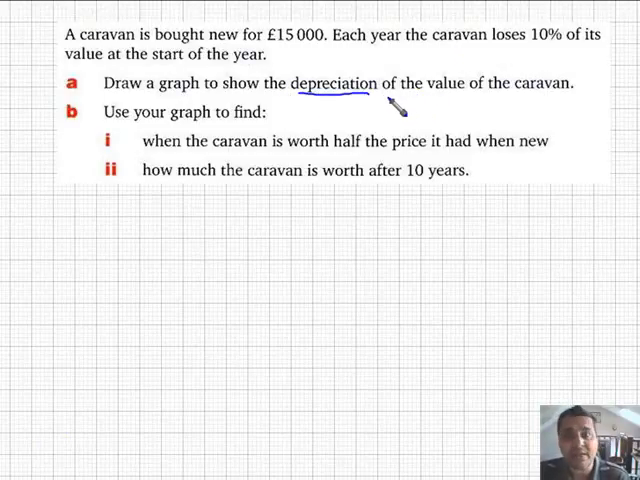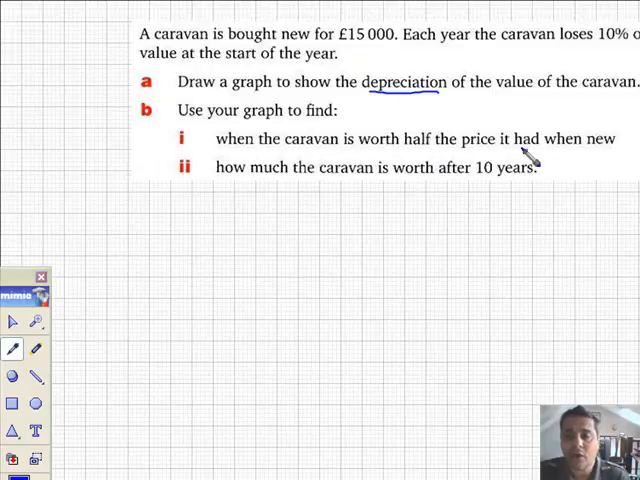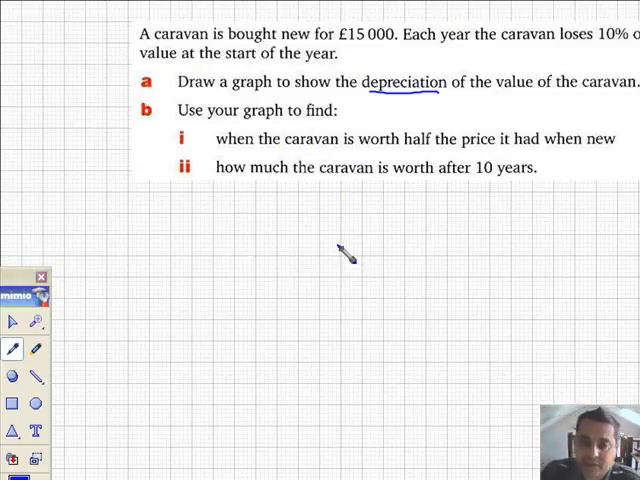Now I'm not told how many years to go up to, so I better read on and get some hints. It says use your graph to find first when the caravan is worth half of the price it had when it was new, and how much the caravan is worth after 10 years. I've got to go at least up to 10 years worth of calculations. Now I might go further just for the fun of it.